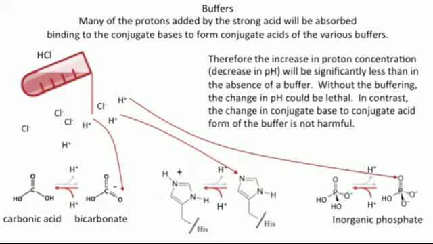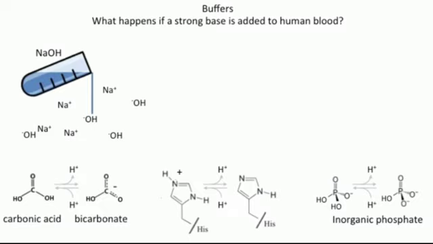Now, what if instead of adding hydrochloric acid, we add sodium hydroxide, a strong base that completely dissociates? We would predict the pH in the blood will go up because you're taking away protons. The proton concentration is going down, the pH goes up. But it won't go up as much as it would go up if you simply added those hydroxide ions to a bottle of water. Why?